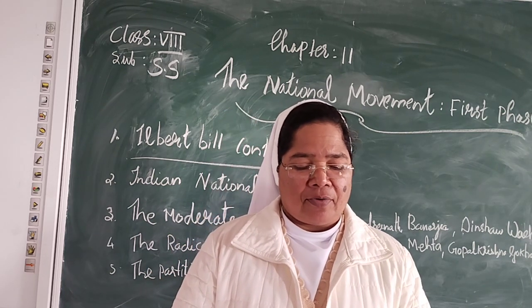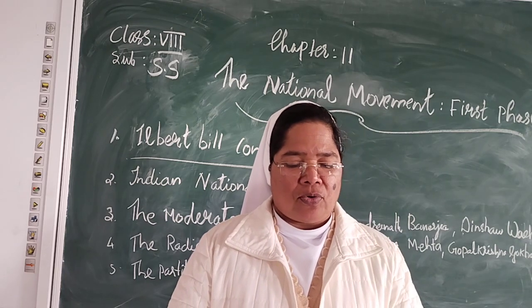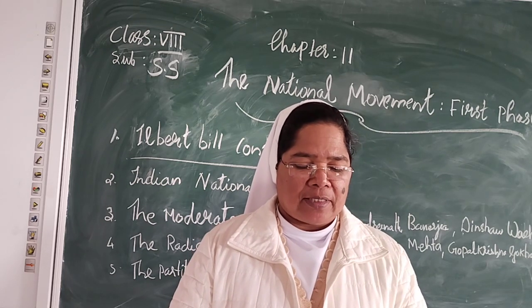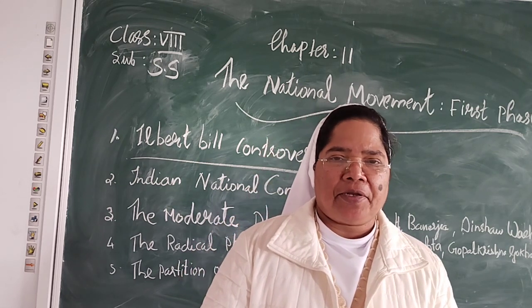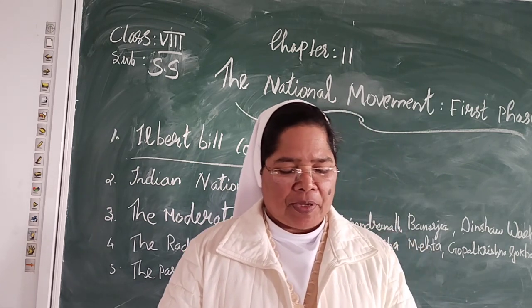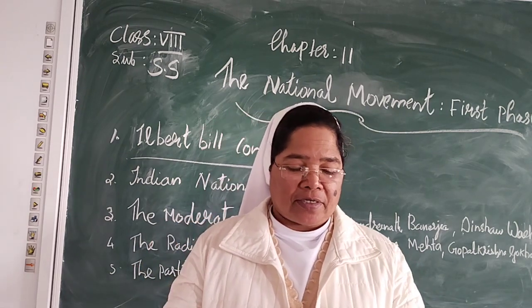The meeting convened by A.O. Hume was held at Gokuldas Tejpal Sanskrit College from 28 to 30 December 1885. This became the Indian National Congress. This is how the Indian National Congress was born.